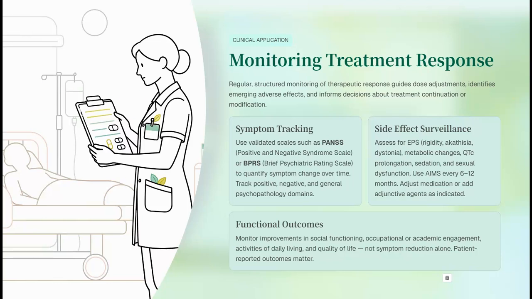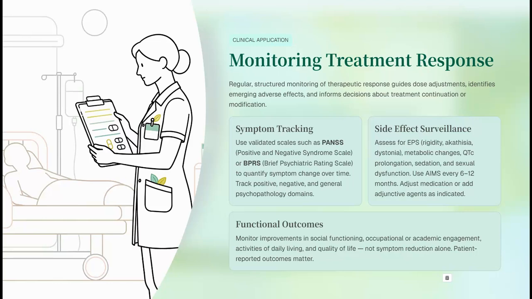And then side effects surveillance. That's critical. Antipsychotics can cause significant adverse effects. Watch for those EPS symptoms like rigidity, akathisia, dystonia, the muscle contractions. Monitor the metabolic effects. So you're going to keep monitoring weight gain, glucose changes, lipid abnormalities. And don't forget QT prolongation, sedation, and sexual dysfunction.